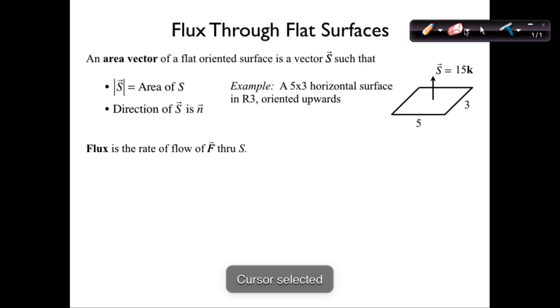All right, we're finally ready to talk about flux. So we've got orienting surfaces and we've got area vectors. Flux is the rate of flow of some vector field through S. S stands for the surface, so we've got a surface and a vector field. Two things, right? You're in a vector field, you've got a surface in that vector field, and flux is the rate of flow of that vector field through S.